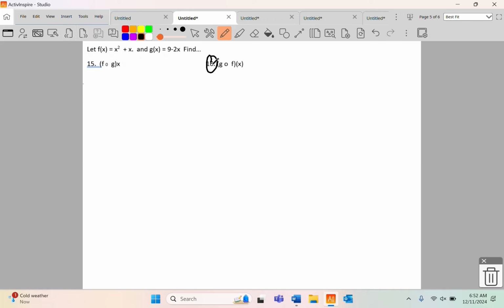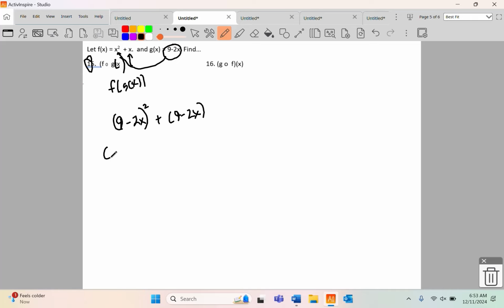Let's do golf. No. I'll do fog. Which, by the way, there needs to be a parentheses around that x. F of g of x. That is going in right there and right there. So 9 minus 2x, quantity squared, plus 9 minus 2x. I don't need the parentheses, I guess. To square something, one would write it twice. This is just going to be plus 9 minus 2x.